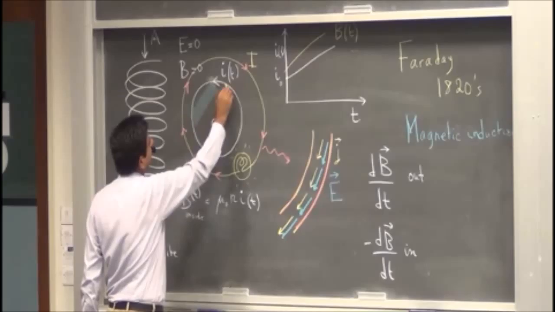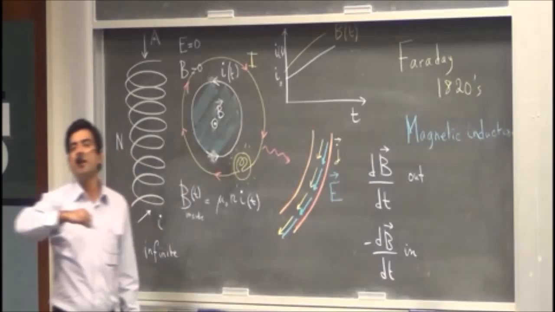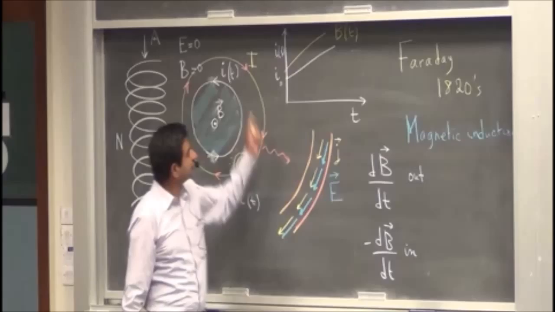So this E that is produced outside has to be produced outside the solenoid. This is the confines of the solenoid. The solenoid ends here.